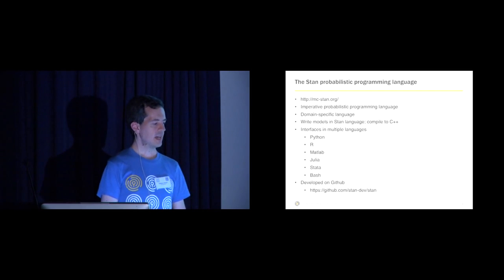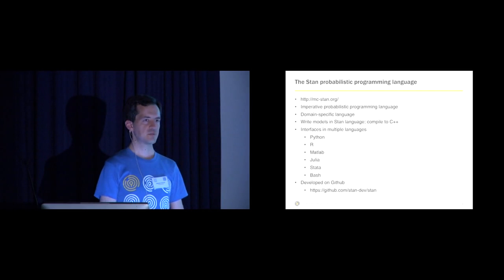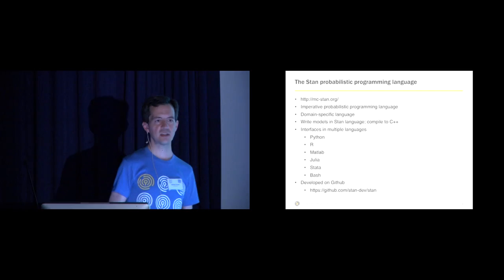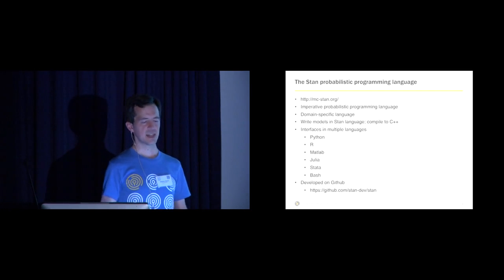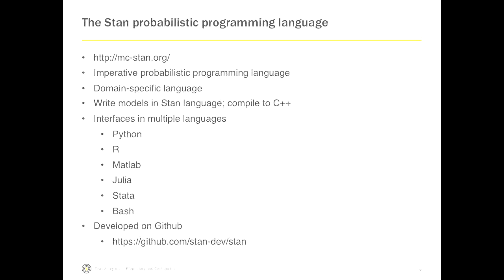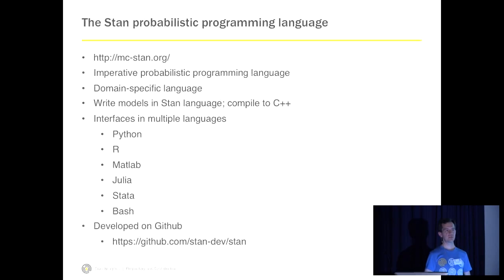Stan in particular. Stan is an imperative probabilistic programming language. Imperative, as contrast with functional or object-oriented. Imperative is like C. It just means that you're executing statements one after the other. You're telling it to do things. Stan itself is a domain-specific language. When you write models in Stan, you write it with the Stan language.